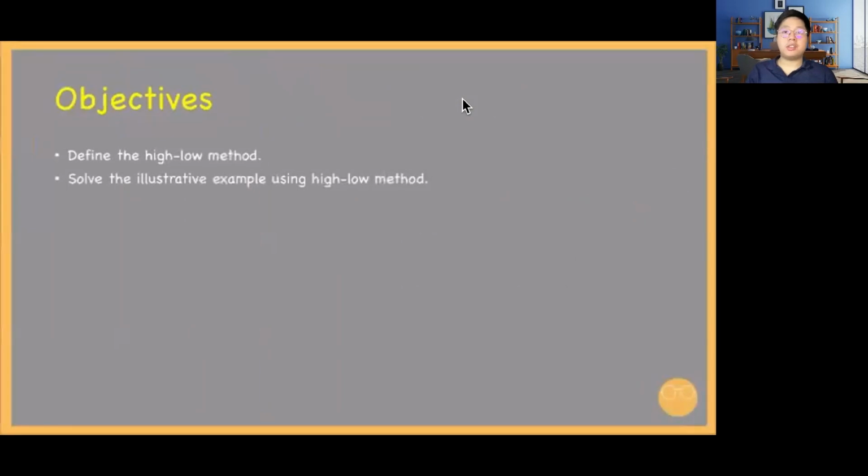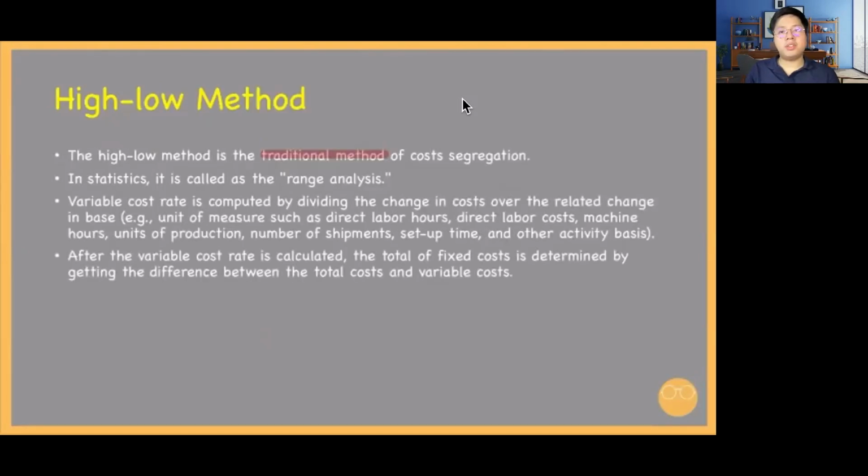The objective of this lecture discussion is to define the high-low method and to solve the illustrative example using the high-low method. The high-low method is the traditional method of cost segregation. In statistics, it is called the range analysis. Using the high-low method, variable cost rate is computed by dividing the change in the cost over the related change in base. The base can be a unit of measure such as direct labor hours, direct labor cost, machine hours, units of production, numbers of shipments, setup time, and other activity bases.